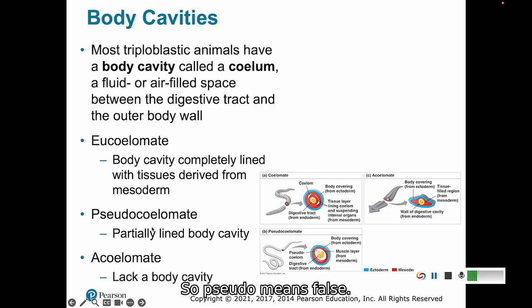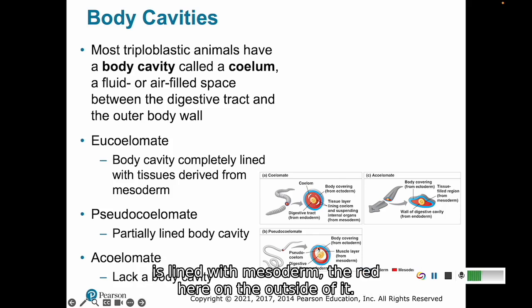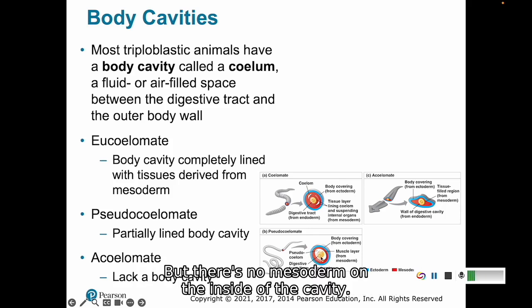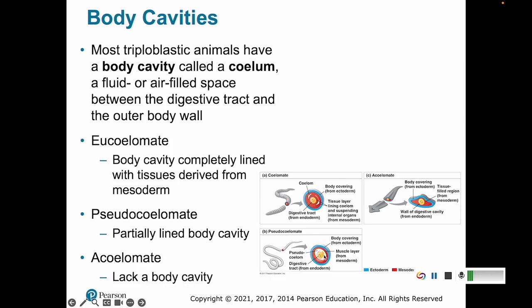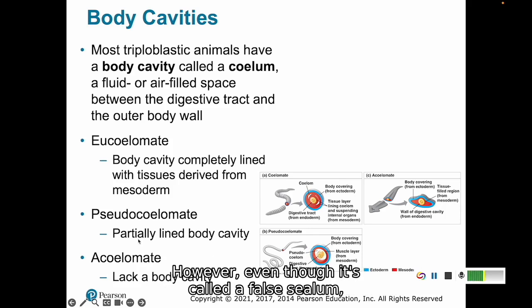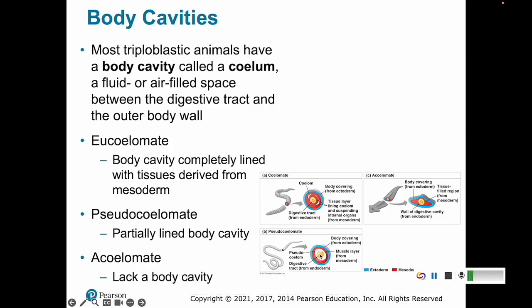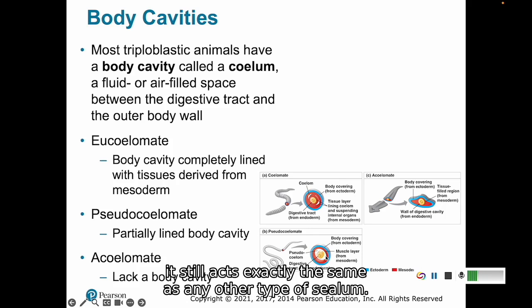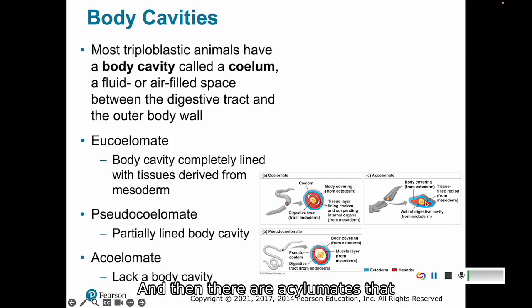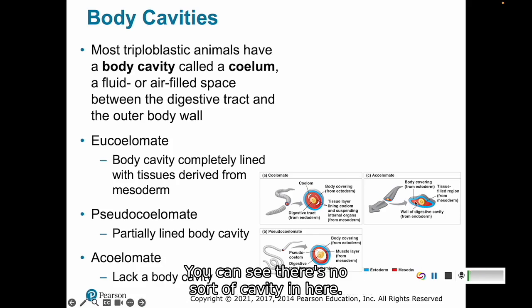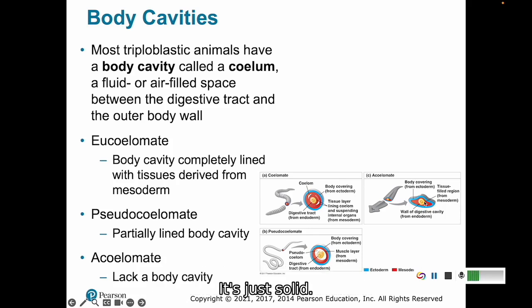Pseudocoelomates, so pseudo means false. You have a body cavity, a coelom, that is lined with mesoderm, the red here on the outside of it, but there's no mesoderm on the inside of the cavity. It's just endoderm. However, even though it's called a false coelom, it still acts exactly the same as any other type of coelom. And then there are acoelomates that don't have a body cavity at all. You can see there's no sort of cavity in here. It's just solid.